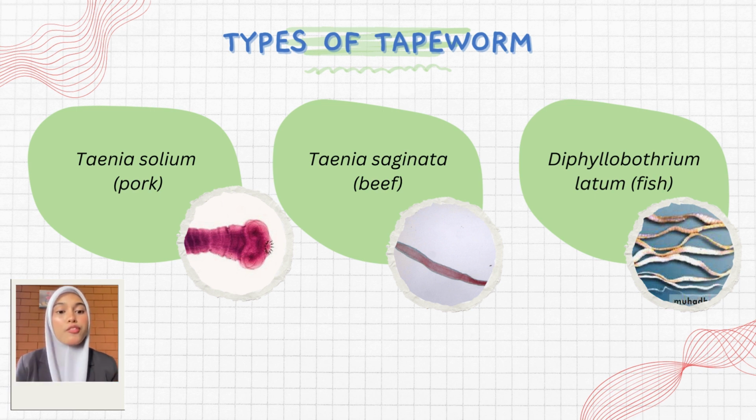Last is Diphyllobothrium latum, a fish tapeworm. It primarily infects fish-eating mammals, including humans. People can become infected with Diphyllobothrium latum by eating raw or undercooked freshwater fish that contain tapeworm larvae. These tapeworms are known for their potential to grow very long in the human intestines.